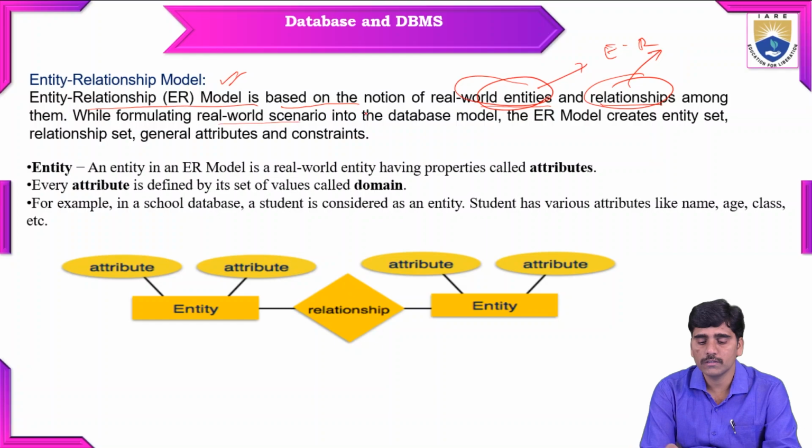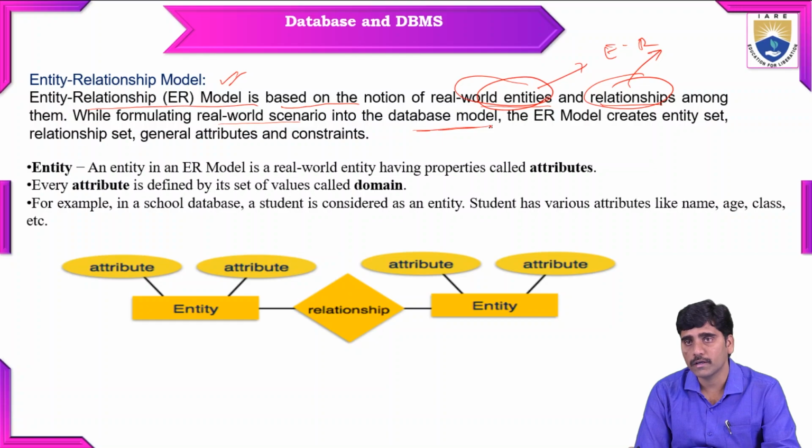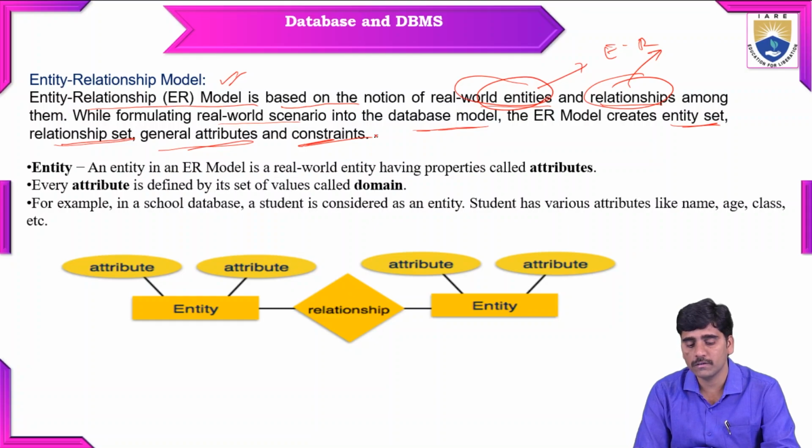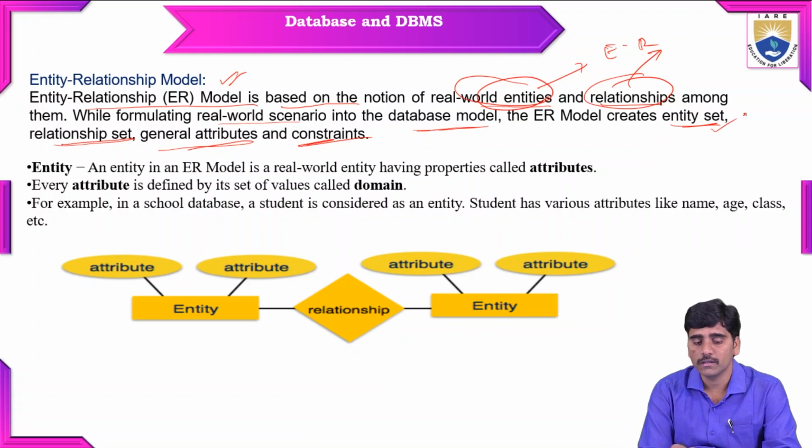While formulating a real world scenario into the database model, the ER model creates an entity set, relationship set, and general attributes and constraints also. So from this, what is meant by entity, what is meant by relationship, what is meant by attribute, what is meant by constraint, we are going to discuss here.